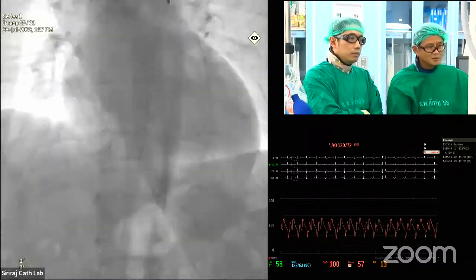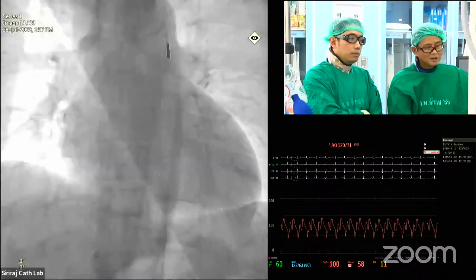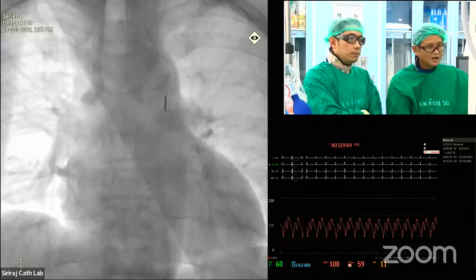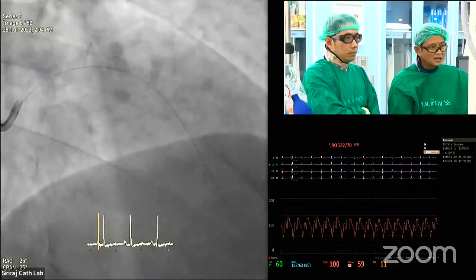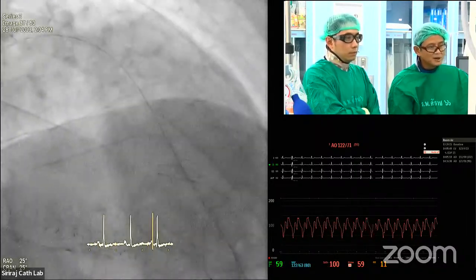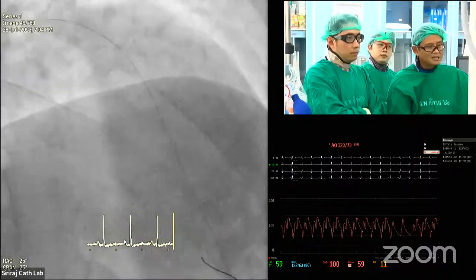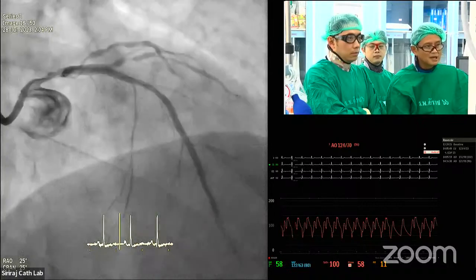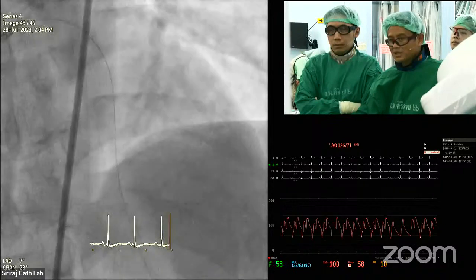So we prophylactically start with the balloon pump. We don't have the impeller in Thailand. So I think in this case, balloon pump is more commonly used. And this is the angiogram. So we have the disease in the LAD up to the left main, and also quite sizable disease in the diagonal. And it's another picture on this reference view.